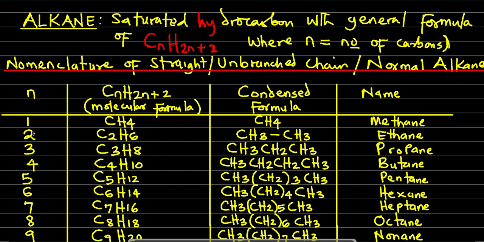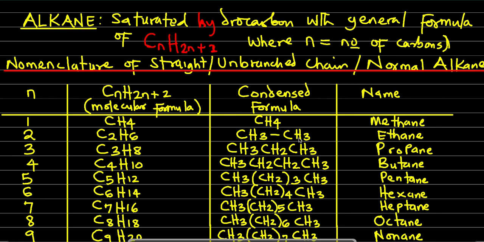As the number of carbons increases to 2, the formula becomes C2H6. How did we get C2H6? Anywhere you see n, you insert 2, so this becomes C2. 2 times 2 is 4, plus 2 is 6. So in condensed form, we're going to have CH3CH3.